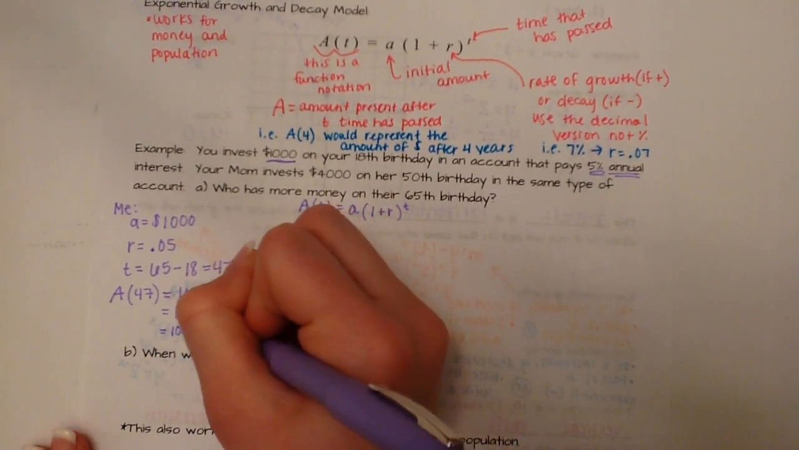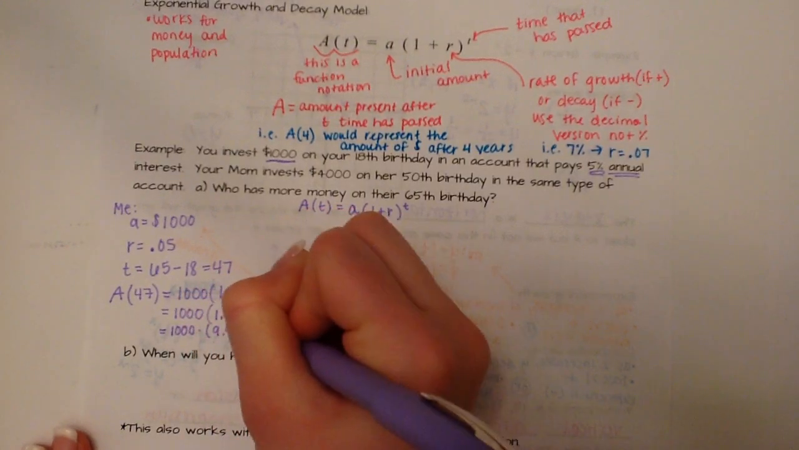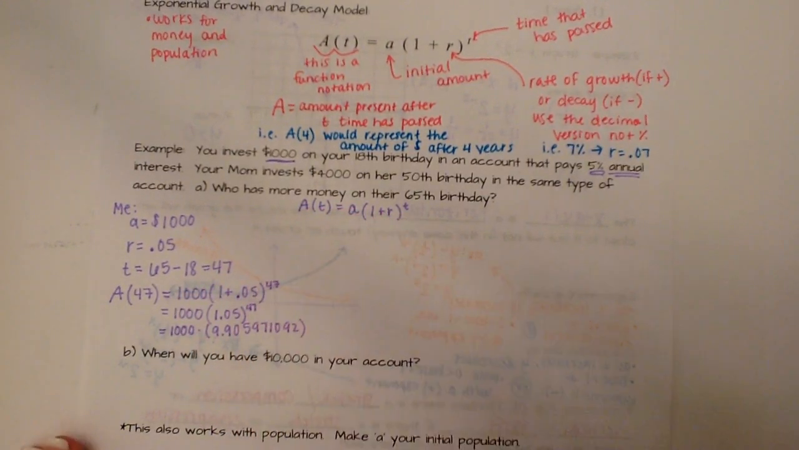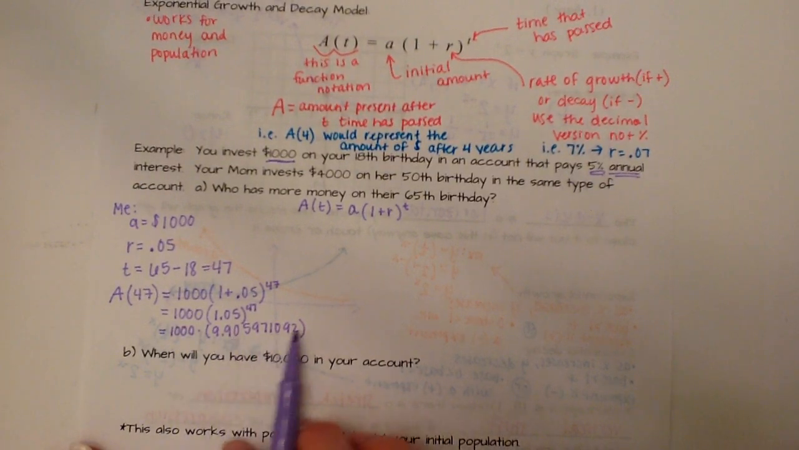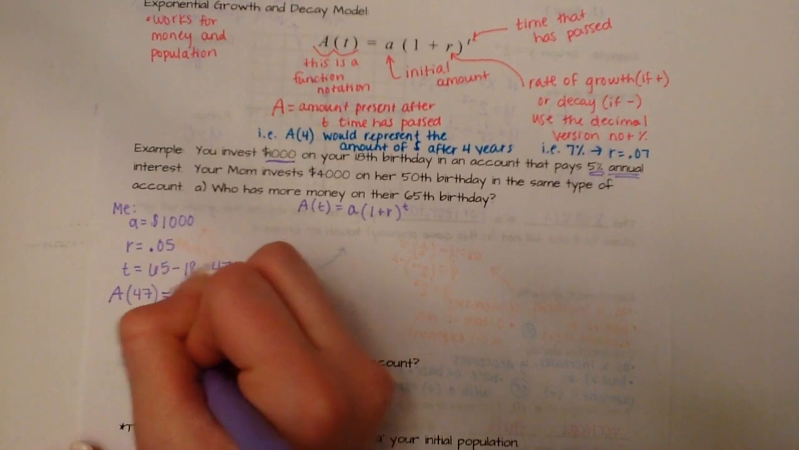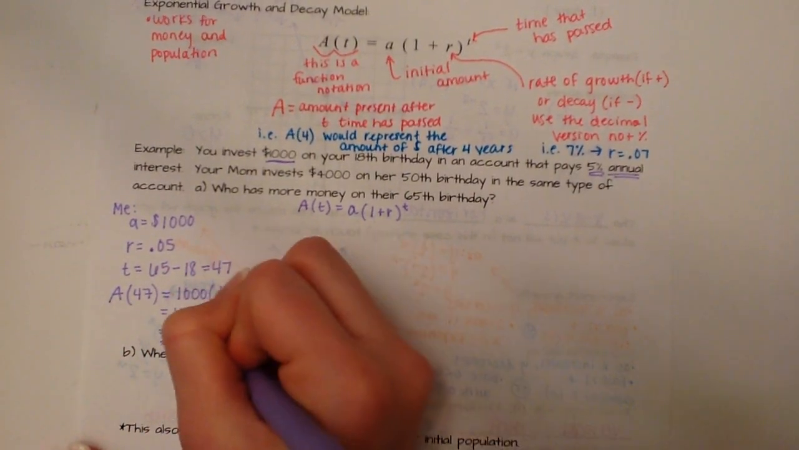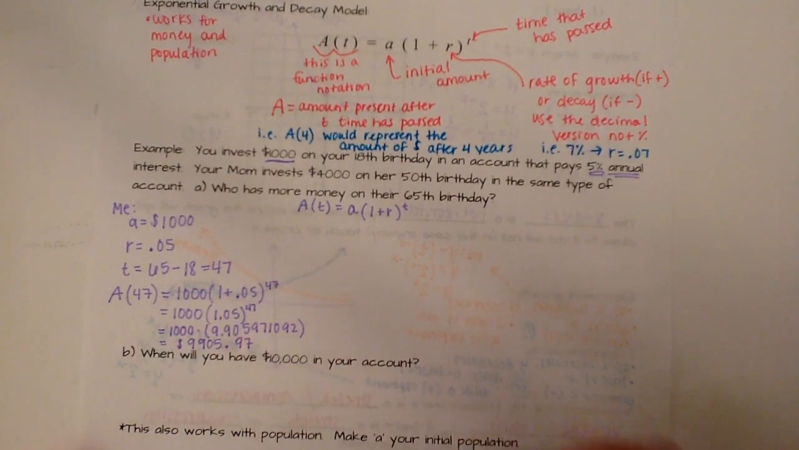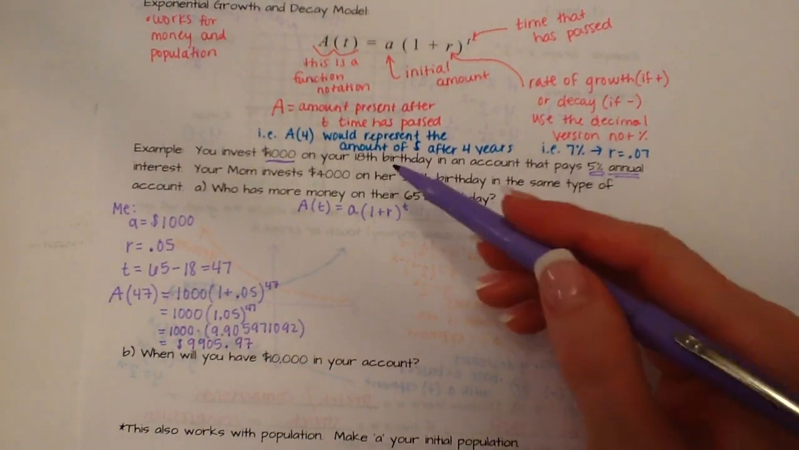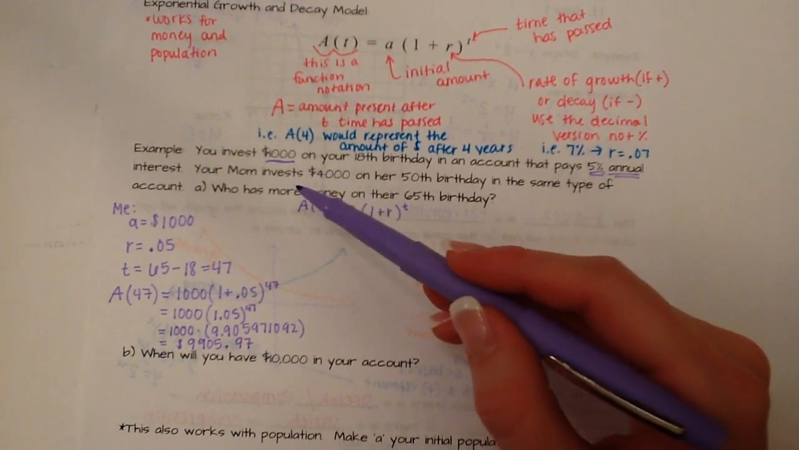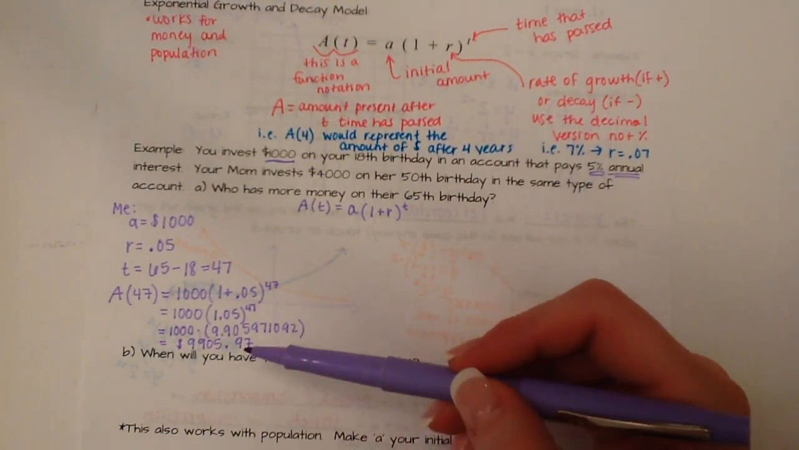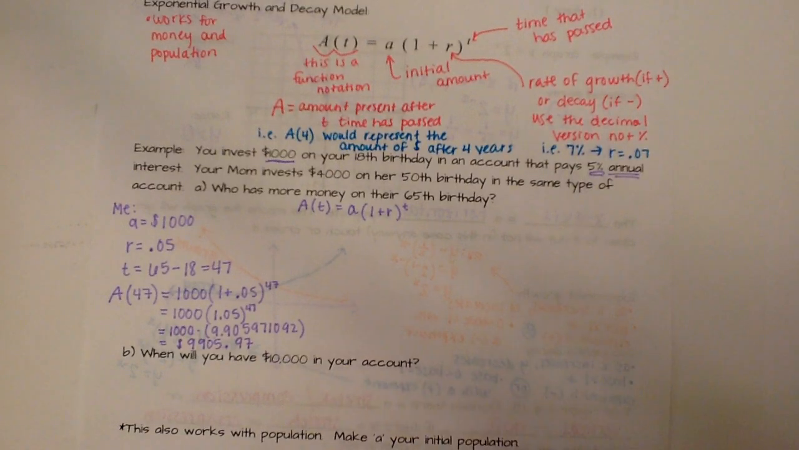9.905971092. And if we take 1,000 times this big decimal, we're going to get $9,905.97. So, starting on our 18th birthday, we put $1,000 into the account. And after 47 years, we have $9,905.97. Alright, let's see how much the mom has so we can compare.